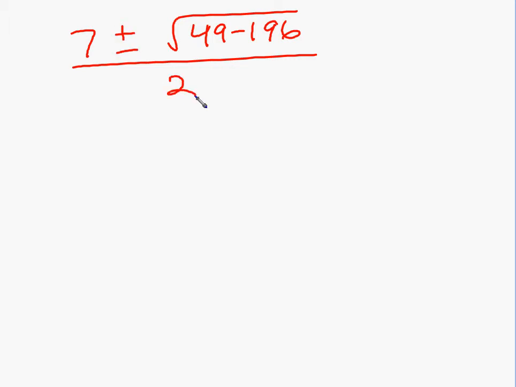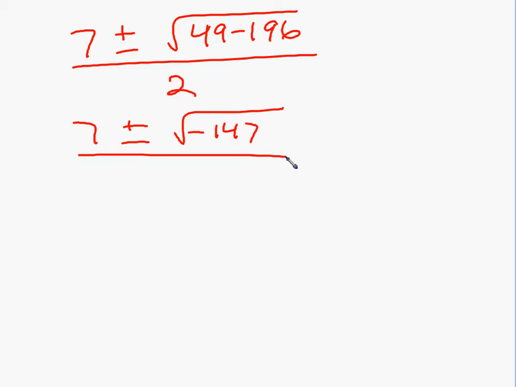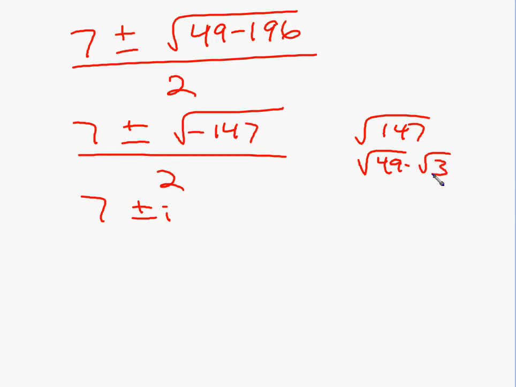49 minus 196. Anybody done that on the calculator yet? Square root of... So that is going to become negative 147 under there. 7 plus or minus all over 2. If I take my i out, then I have 7 plus or minus i times the square root of 147, which is the same thing as 49 times 3.